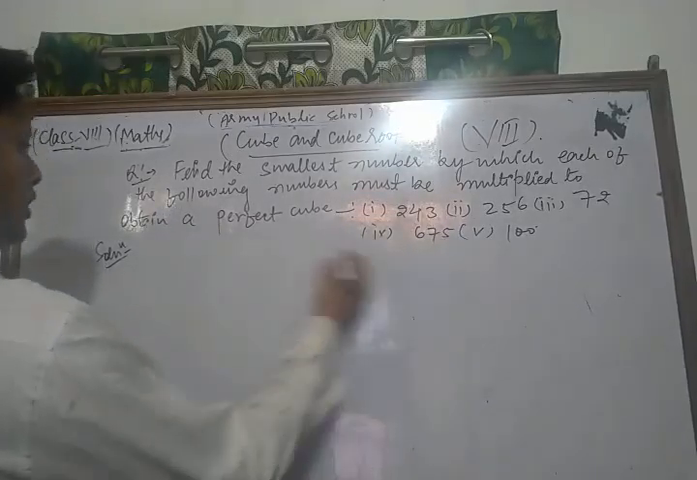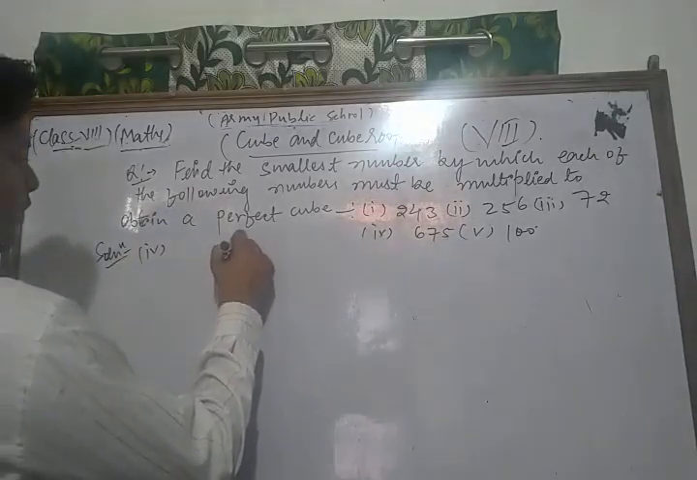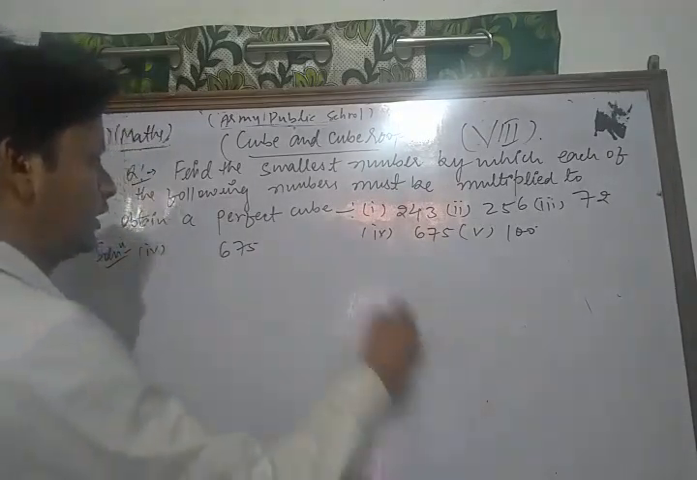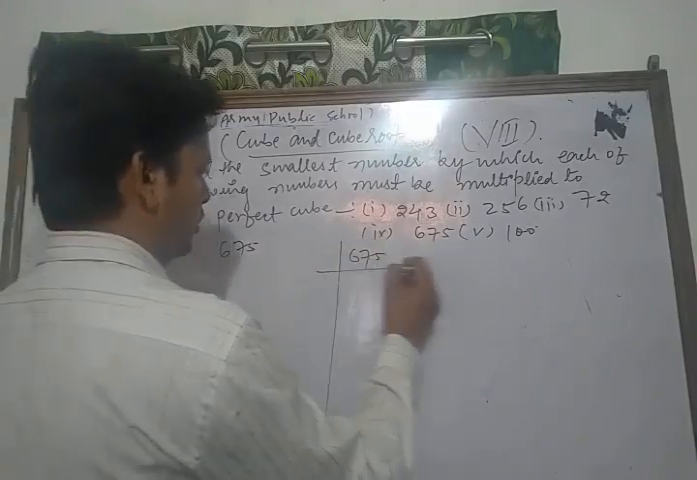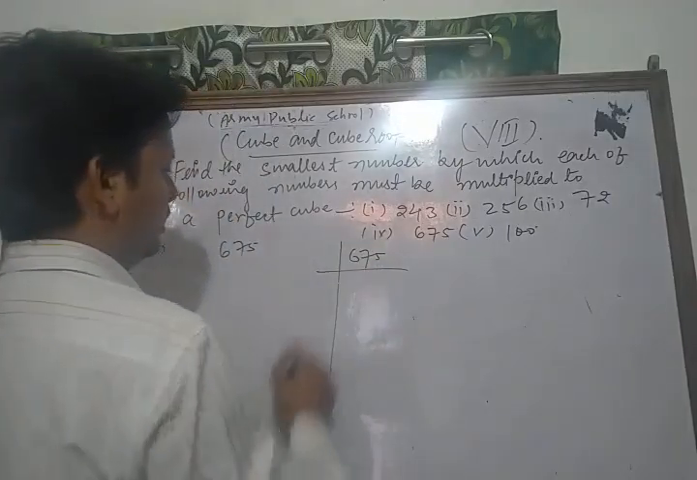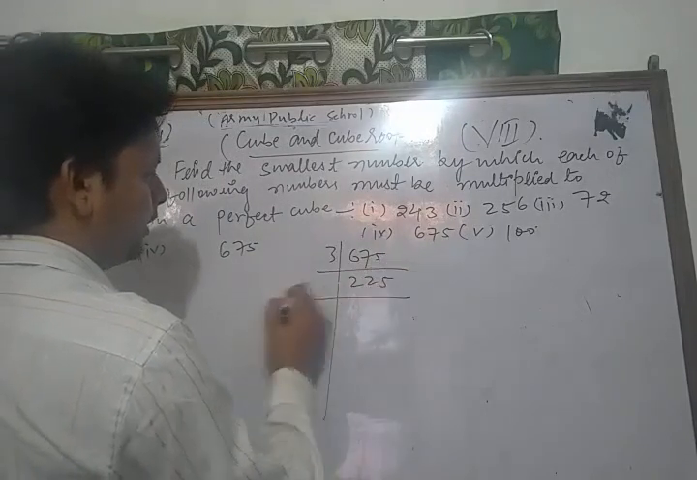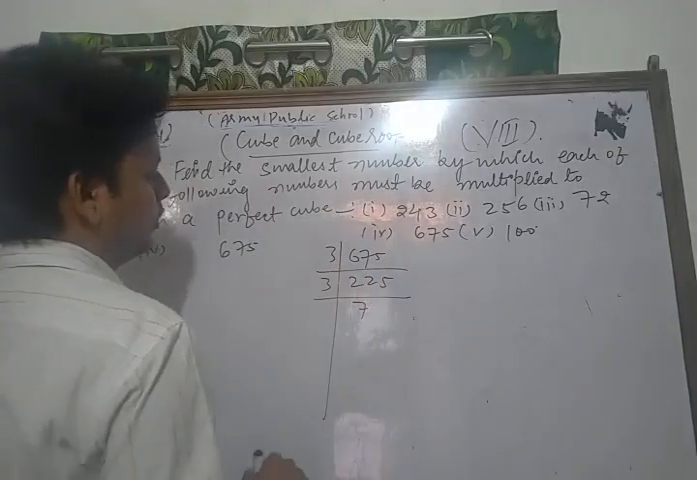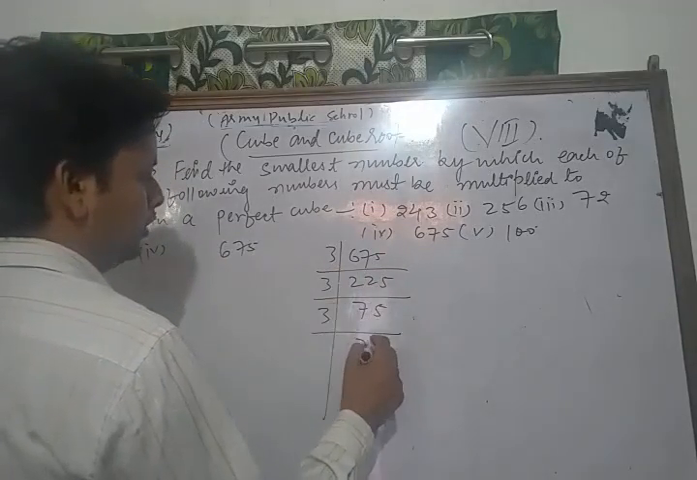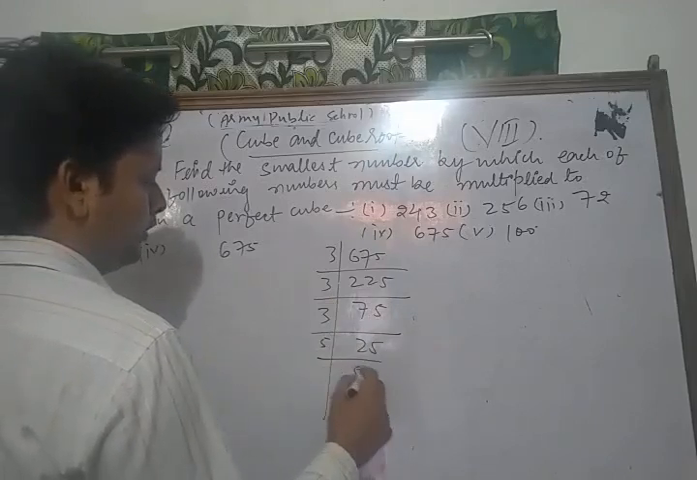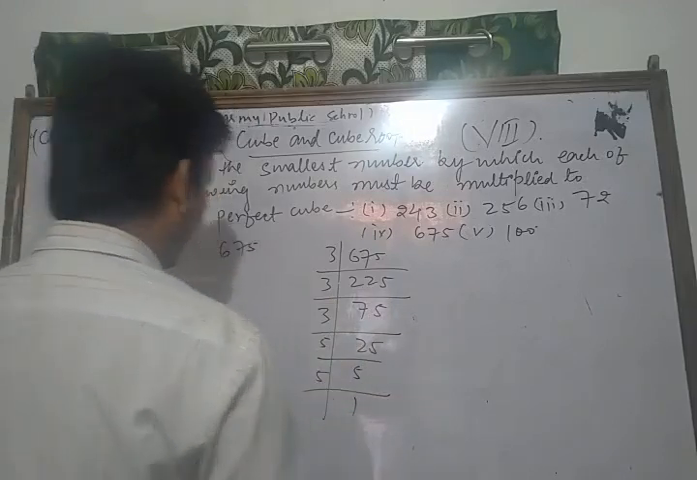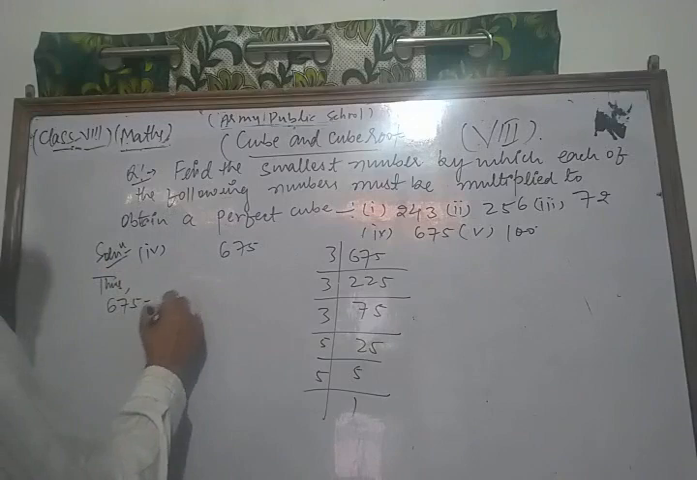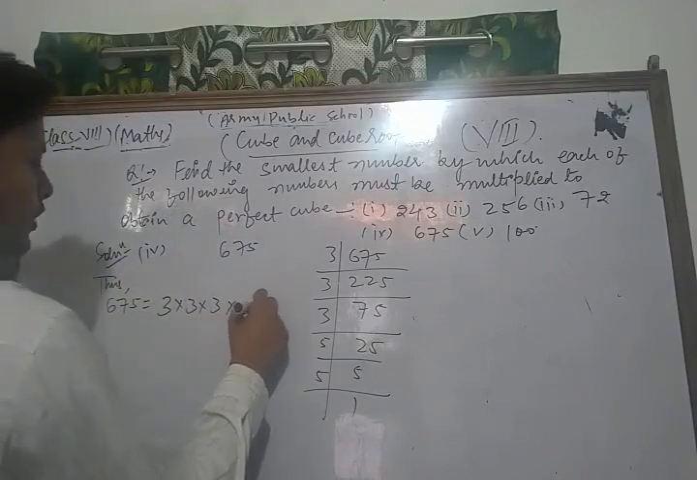Now we solve the fourth part of this question, which is 675. We follow the same process. First of all we do the prime factorization of 675. Divide by 3: 3 times 2 is 6, 3 times 5 is 15, again by 3, then again by 3, then 5, and 5 times 1. Thus 675 is 3 into 3 into 3 into 5 into 5.